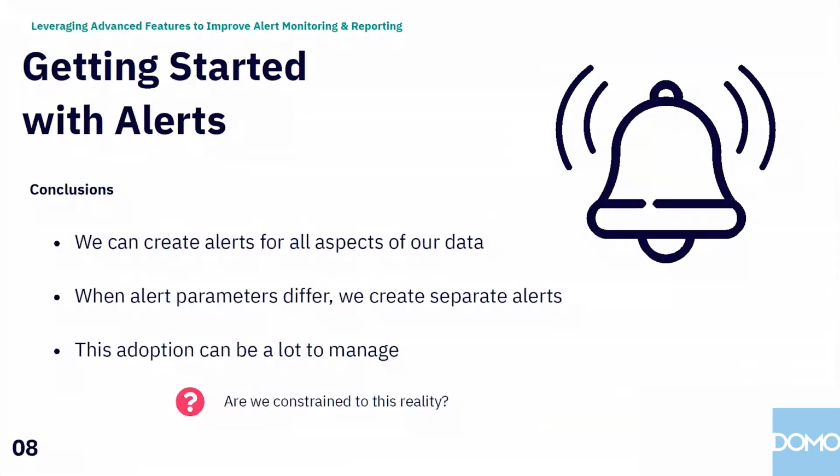In addition to that, when alert parameters differ, we either have to create separate alerts, separate cards, which can make time management difficult on those that are actually owning those alerts or producing them. So just keep that in the back of your mind while you're trying to produce alerts for your data: every alert you create potentially needs to be reconfigured or repurposed based off the changes in business. So the question I'd like to ask is, are we constrained to this reality?